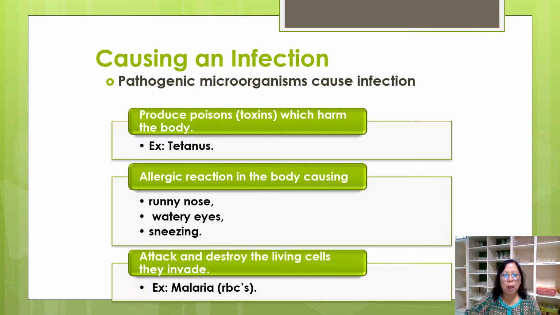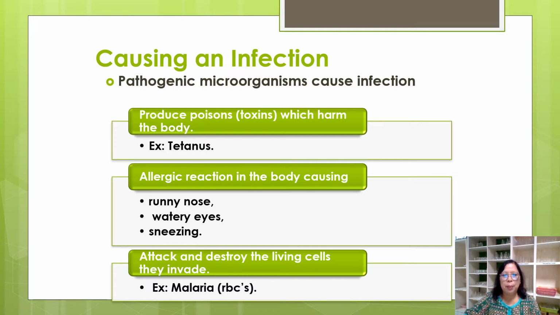Another way of infection is allergic reaction in the body, manifested or causing runny nose, watery eyes, and also sneezing. Actually, these are common symptoms to those persons who are suffering from rhinitis, in which all they claim is that there's something wrong with their eyes, it is too hot, and tears come out. And then frequent sneezing is also one common allergic reaction for the respiratory system.